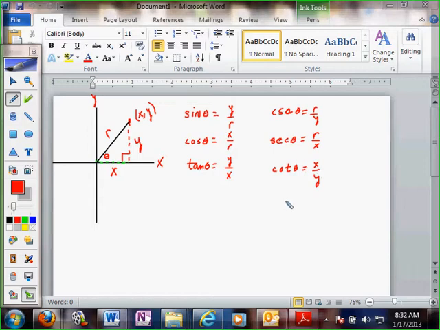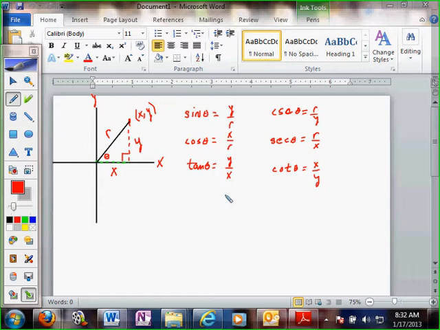I will give you an easier way to memorize what each one of these trig functions are without the y's, r's, and x's. But looking at this triangle, we're going to talk about the ratios of these sides as far as x, y, and r. Something you might notice right away is that sine and cosecant are reciprocals of each other. We have y over r and r over y. Cosine and secant are reciprocals. Tangent and cotangent are reciprocals.